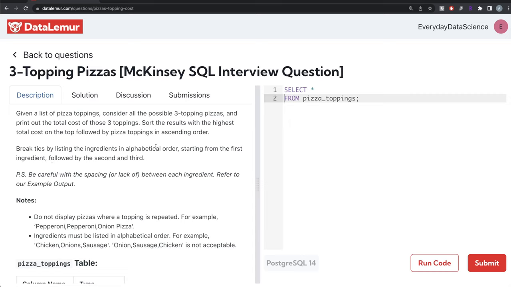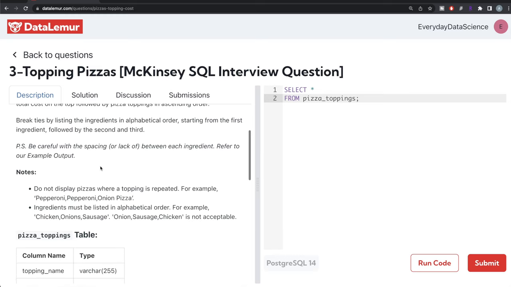So two things to keep in mind up till this question: the order by clause that we need to write at the end should be in decreasing order of total cost, and then also increasing order of the combination of pizza toppings. However, that combination in itself should be arranged in ascending order. So also be careful with the spacing or lack of it between each ingredient.